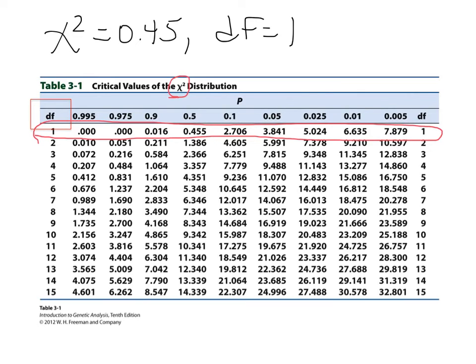So our goal now is to find out, where is 0.45 in this series of numbers. 0.450 is slightly less than 0.455, so our value is somewhere in this range between 0.016 and 0.455. It's pretty close to 0.455, but it's in this interval.